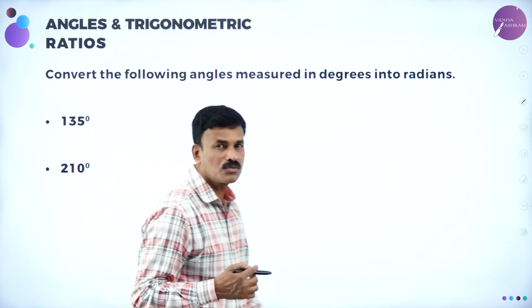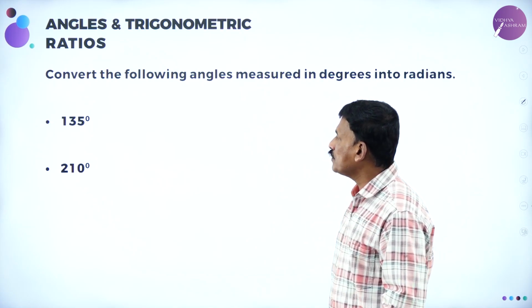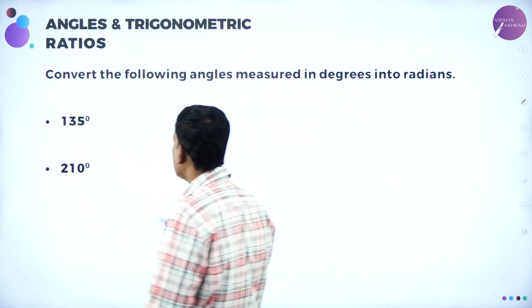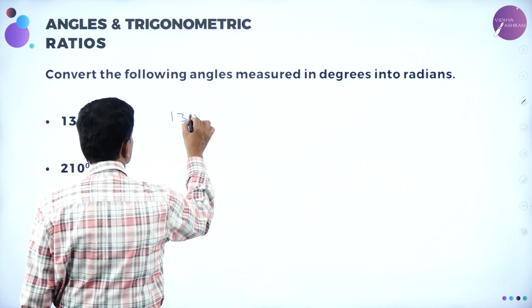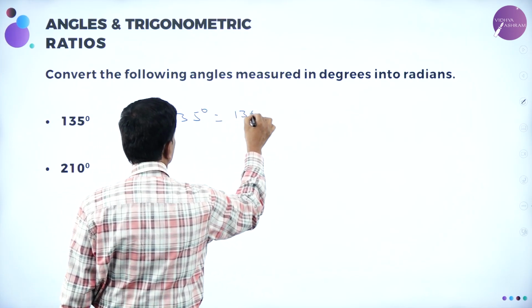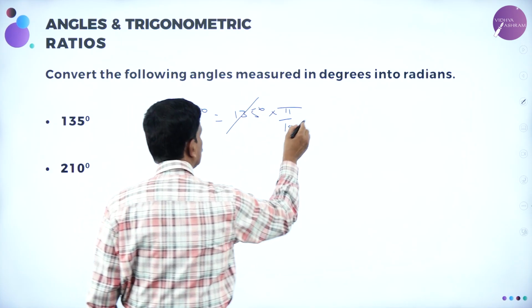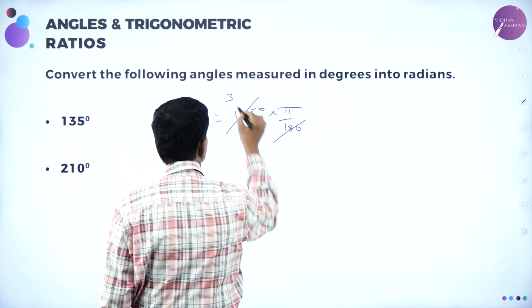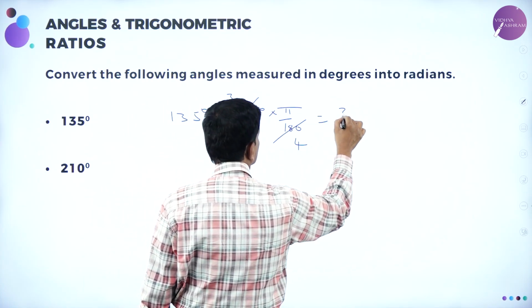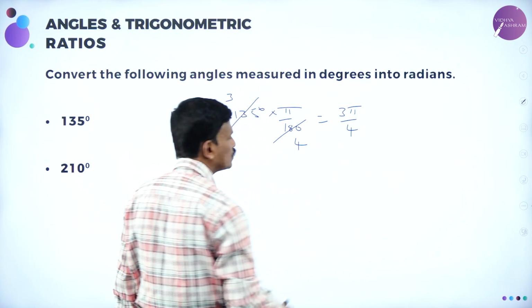Now, move on to the next one. Convert 135 degrees. 135 degrees can be written as 135 into pi by 180. So, this can be divisible by 45. 45 3s are 135, 45 4s are 180. This is 3 pi by 4.